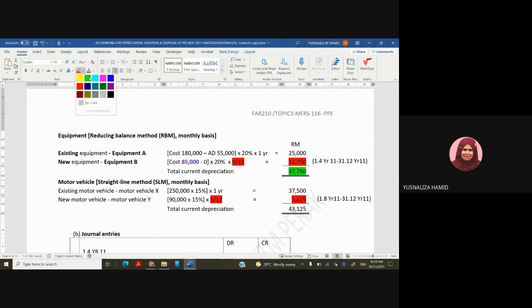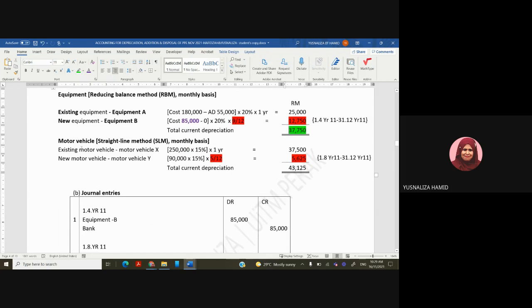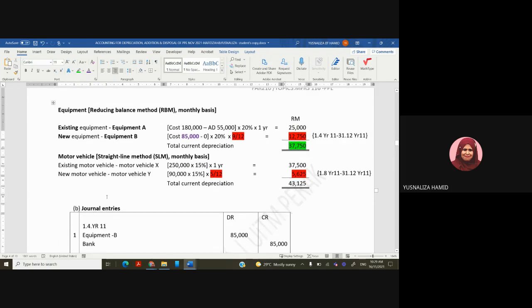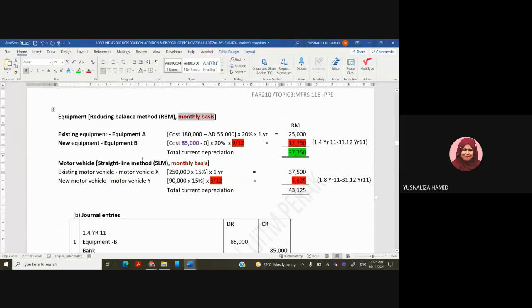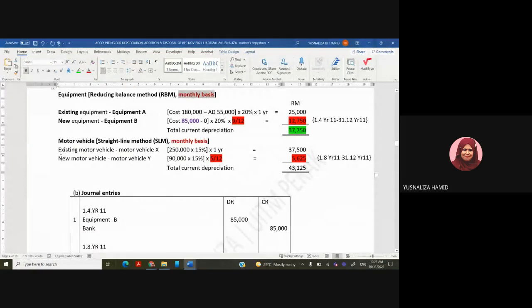That was the first item, right? The next one, when you have this, we will just focus on calculation first. We go to the motor vehicle that is adopting straight line method, but still monthly basis. So what you can see here is that both have monthly basis. Both have the same basis, only different method. Okay. Next, you have existing motor vehicle that, from the balances given, is motor vehicle X. So that was your existing motor vehicle X.